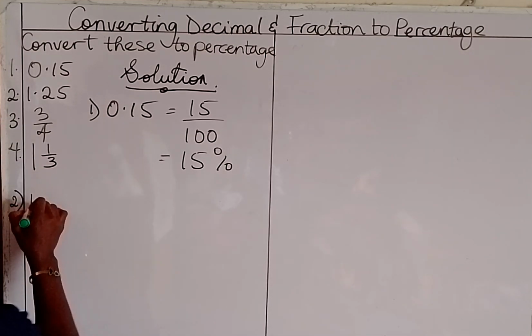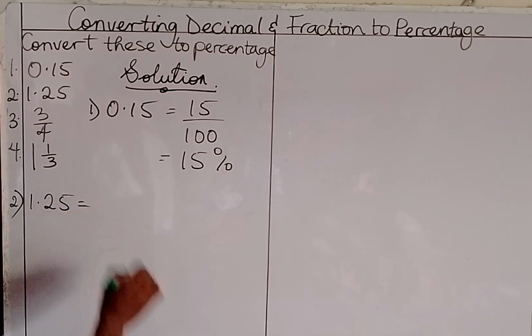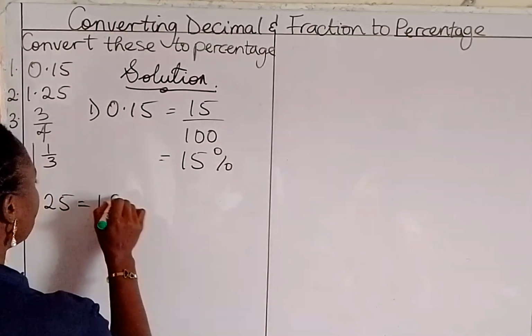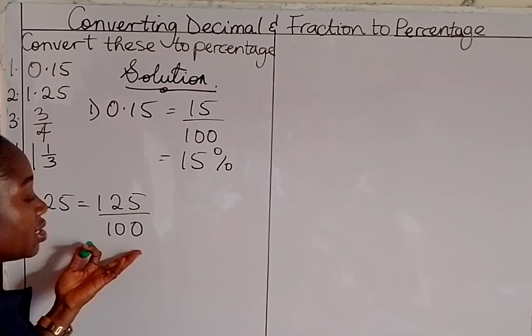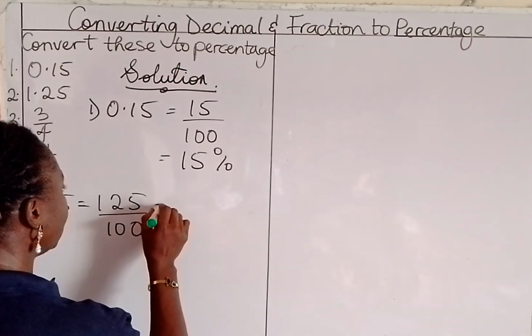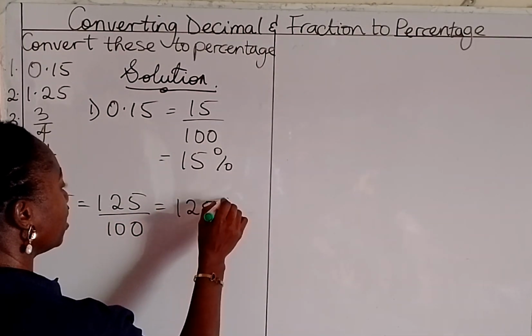Question 2, 1.25 can be said to be what? 125 over 100. Now what's the percentage for this? It equals 125%.